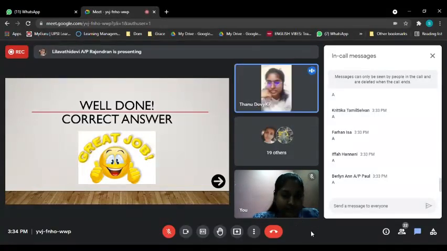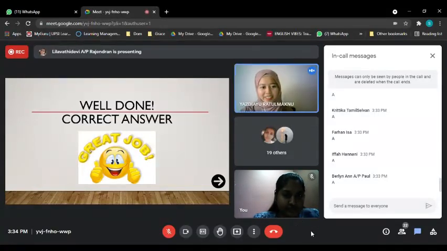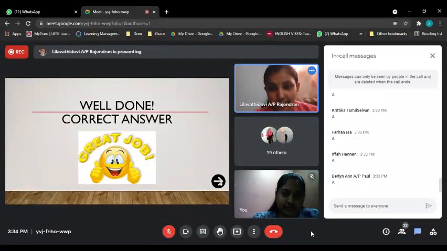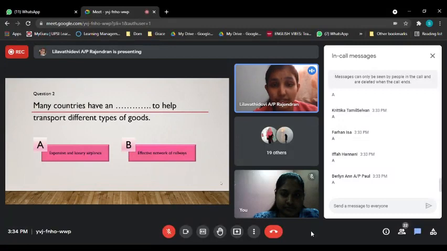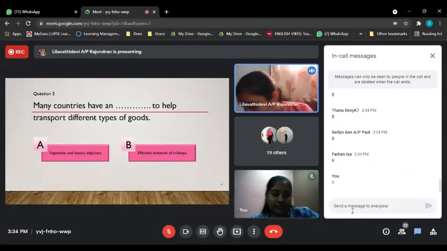See? Specific details. Yes, you see, details. It's easy, right? Okay, moving on to the next question. Second, many countries have an dash to help transport different types of goods. What do you think the answer is? A or B? Effective, expensive and luxury airplanes, or effective network of railways?